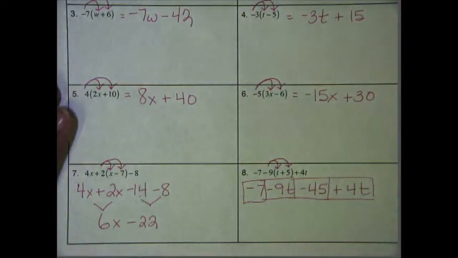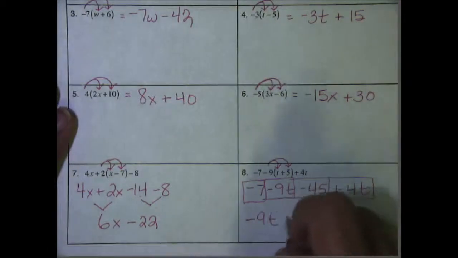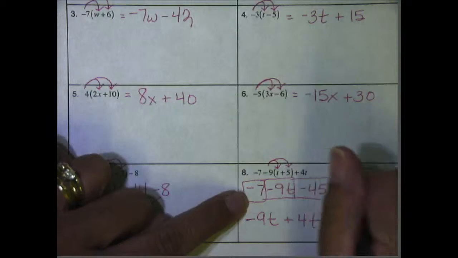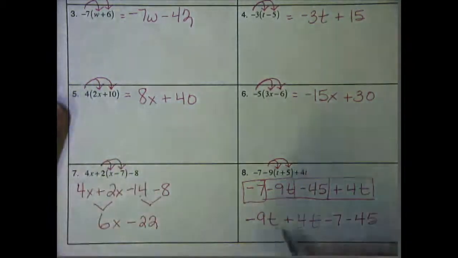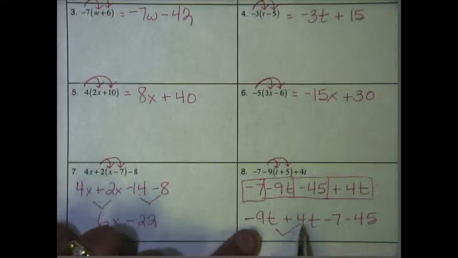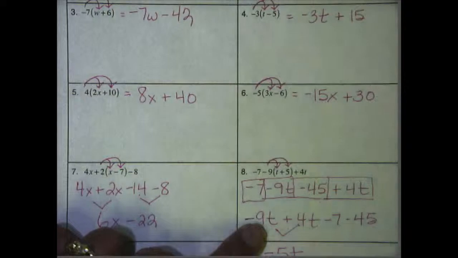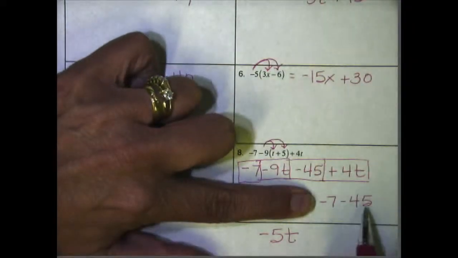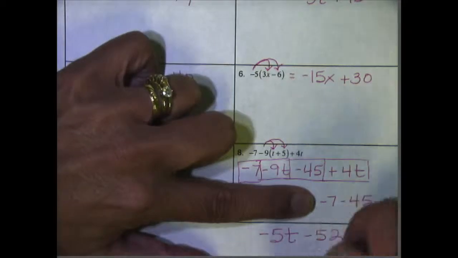Once you've boxed your terms, let's group our like terms. So we'll start out with negative 9t plus 4t. And then we have negative 7 minus 45. So now we combine. Negative 9t plus 4t. Remember, you're going to add the coefficients together. Negative 9 plus 4 is negative 5. Variable stays the same. And then we've got negative 7 minus 45. And negative 7 minus 45 is negative 52.